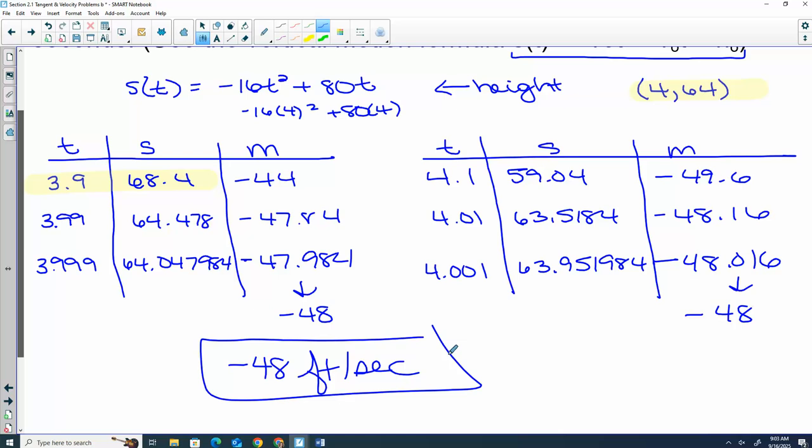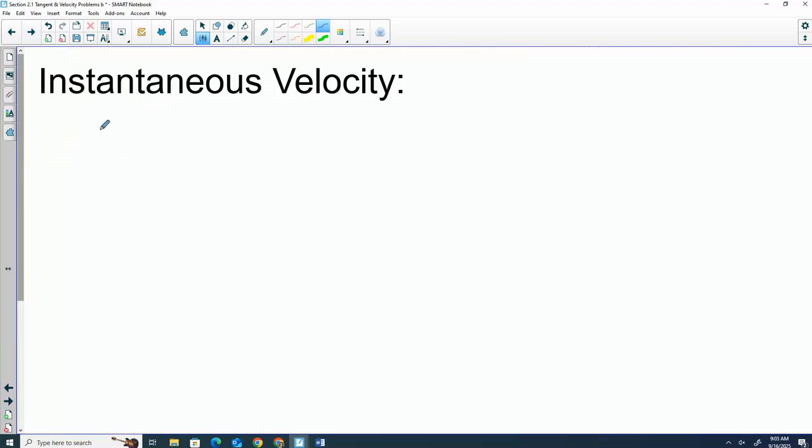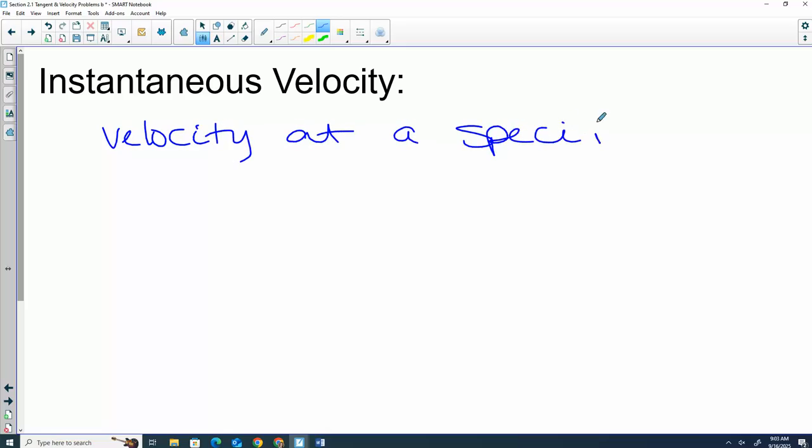If I did it at 3 seconds, do you think my velocity would be different? Yeah, every time would have a different velocity. All right. Any questions there? So what we just calculated is called an instantaneous velocity. It's a velocity at a specific point in time. So I wanted the velocity after 4 seconds. So if I did the velocity after 3 seconds, at one particular point in time, that's our velocity.